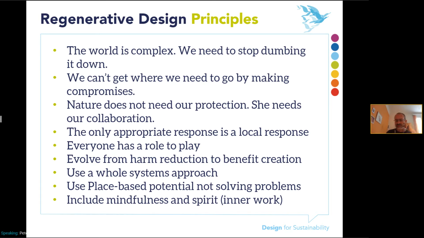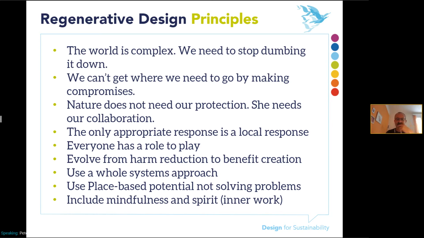The only appropriate response is a local response. And that comes really back to a lot of developments we see, cookie cutter developments, particularly in housing and so forth as well. And it's important to involve everyone, and there are many different ways that can be done really successfully, something which doesn't happen very well at the moment still. And we really have to evolve from harm reduction to create benefit, and benefit not only for all of us, but of course for the natural systems as well.